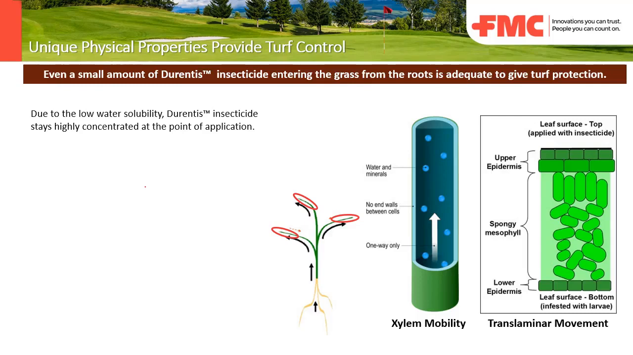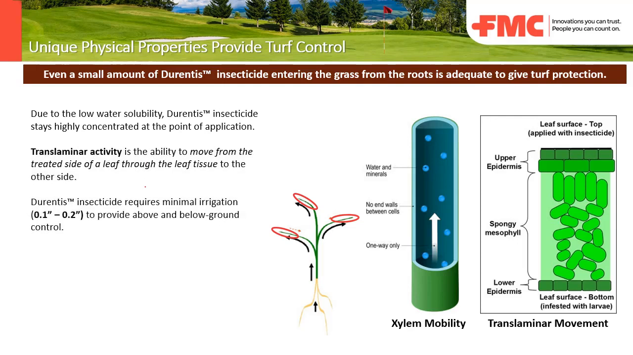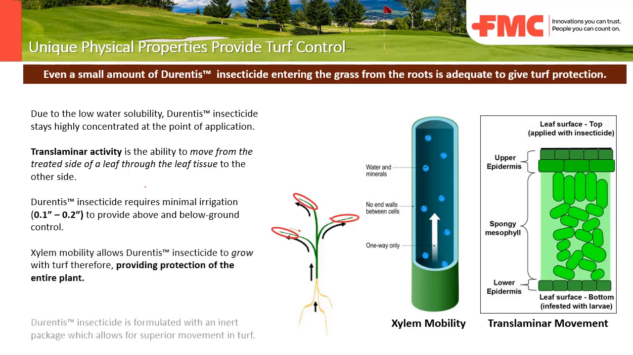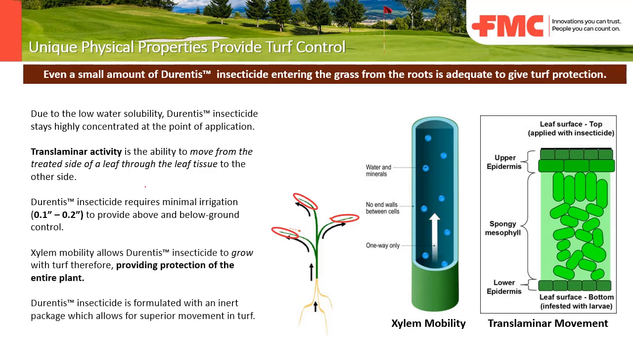Durentis insecticide has both translaminar and systemic attributes. This enables protection from both surface and subsurface feeding insects. Translaminar activity is the ability to move from the treated side of a leaf through the leaf tissue to the other side. Systemic activity allows Durentis to be translocated through the vascular system of the turf. These xylem mobile attributes allow the transport of Durentis from the roots to the plant tissue, therefore providing protection of the entire plant.